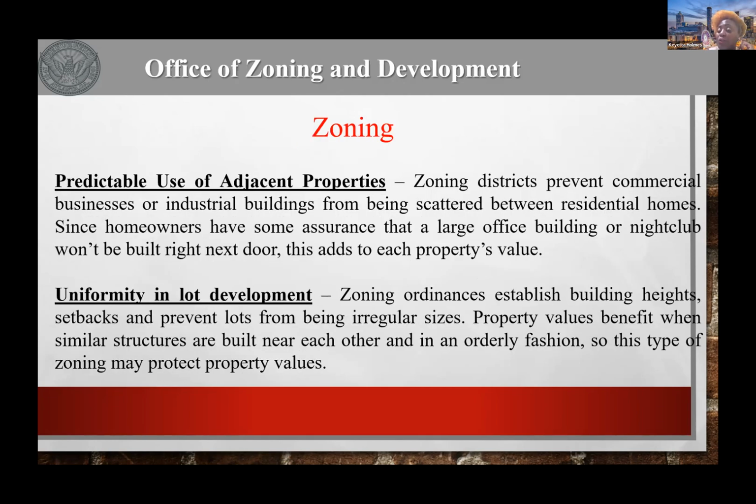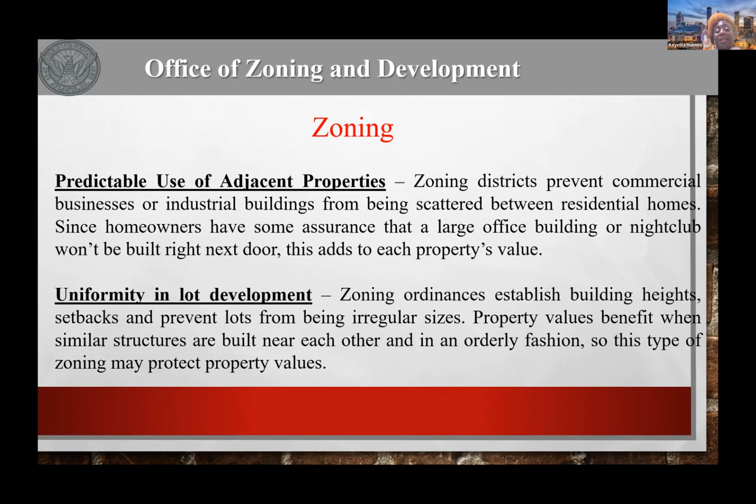Zoning districts prevent commercial businesses or industrial buildings from being scattered between residential homes. That's Euclidean zoning. As you know, the city of Atlanta adopted an industrial mix zoning district about 3 years ago. I'm trying to remember my COVID years here. That zoning district allows industrial uses as defined by that district, as well as residential and other non-residential uses together.